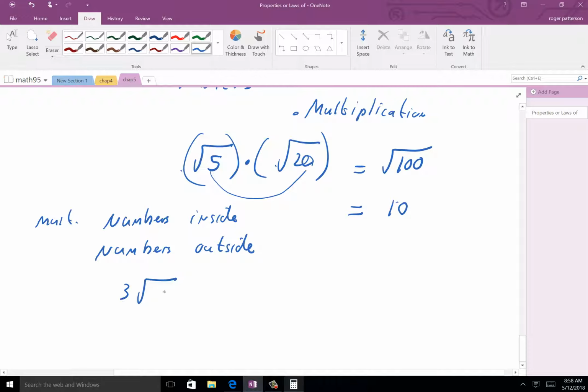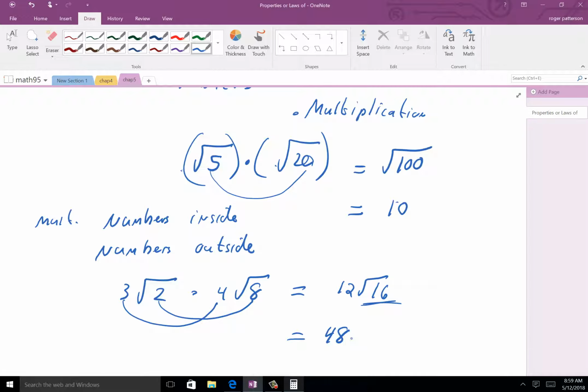So something like this. Okay, outside, inside. Oops, 12. Okay, outside, inside. Square root of 16, I know that, at least should. Square root of 16 is 4. 4 times 12 is going to be 48. All right, inside and outside. That's the numbers that we're going to multiply to do those. So that's the basic concept behind it.